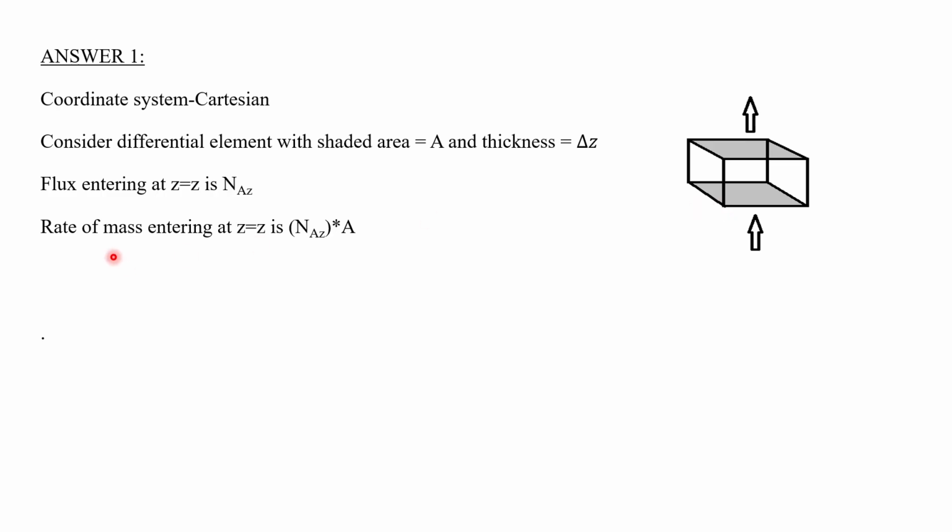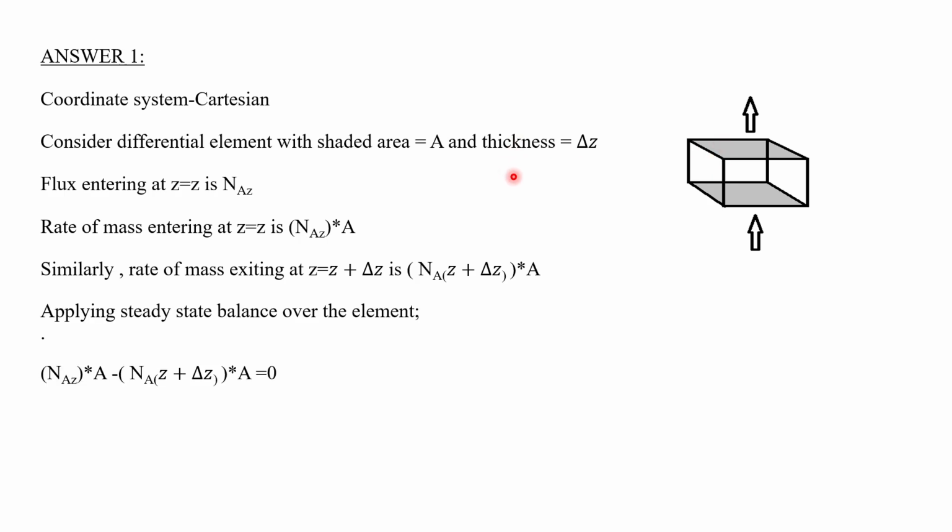Next we have the rate of mass entering at Z equal to Z. At this face, the rate will be the flux times the corresponding perpendicular area, which we have considered as A. Similarly, the rate of mass which exits this face at Z plus delta Z is NA at Z plus delta Z times its area A. We will apply a steady state balance over the element: input minus output. There are no generation and consumption terms, and we consider steady state, so accumulation is also zero.